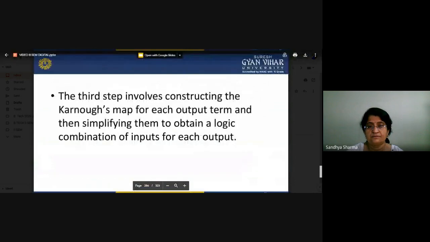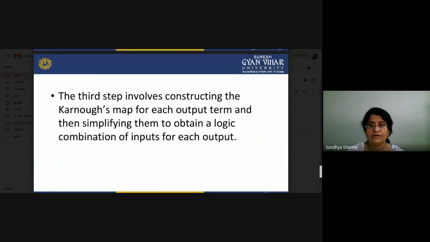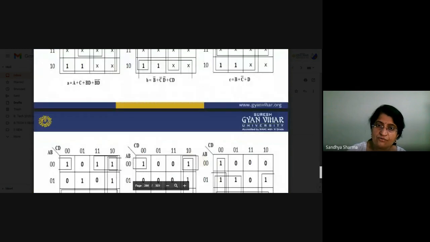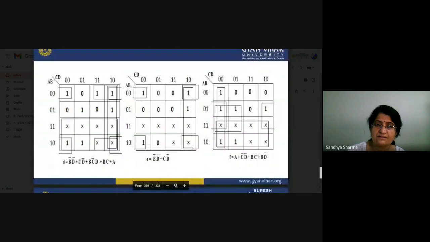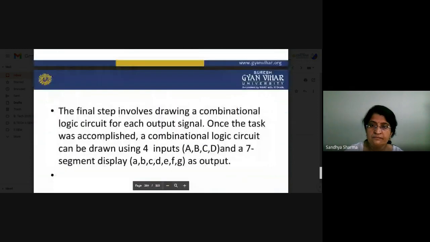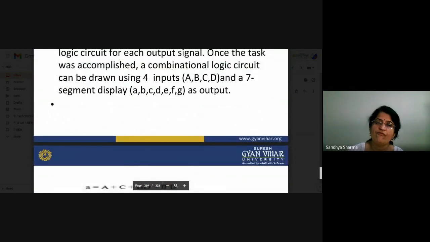Now the third step involves constructing the K-map for each output term and then simplifying them to obtain a logic combination. That is how we can simplify it. You can see here how we can solve that. For a particular A, there are outputs. Now the final step: there are also don't care conditions for solving it.